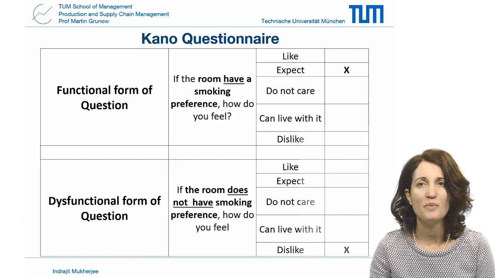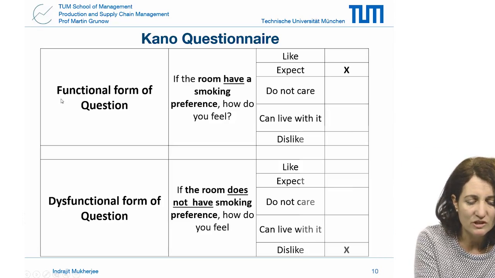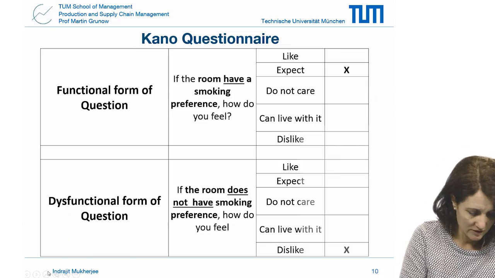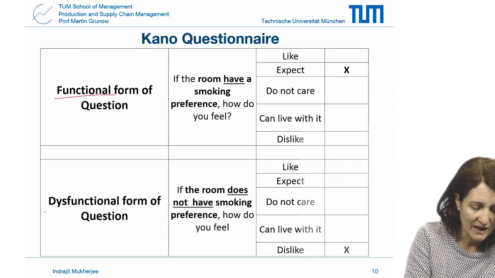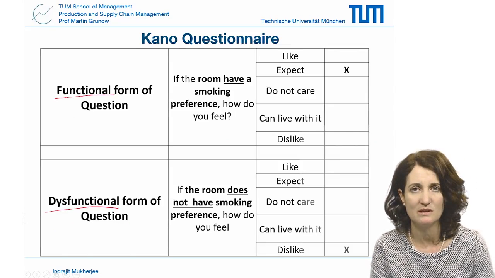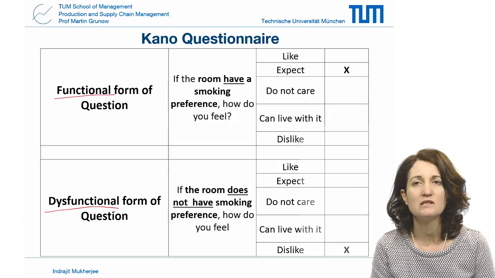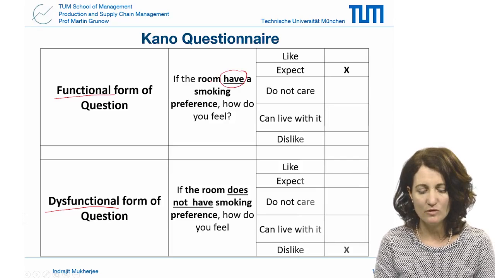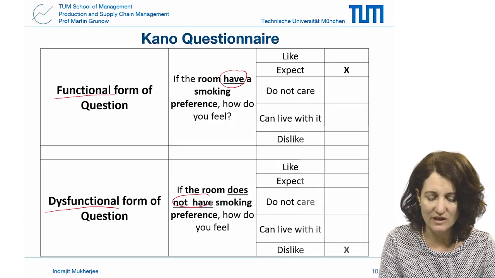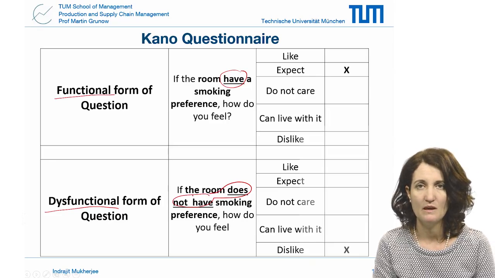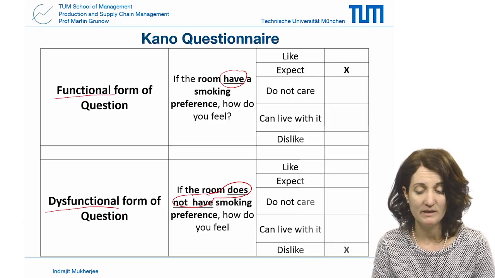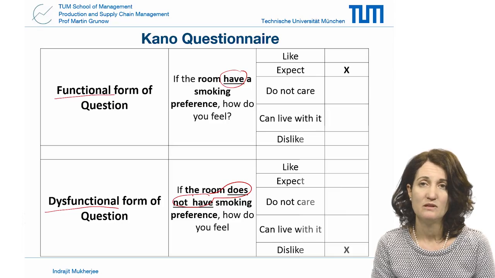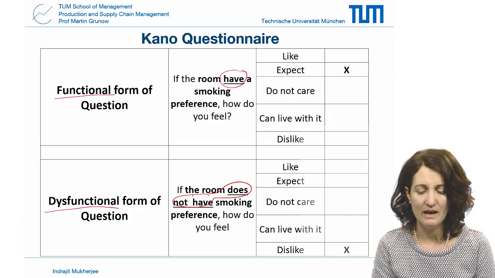The questionnaire consists of a pair of questions, a functional form of the question and a dysfunctional form of the question. This is very important. The functional asks our customer how they feel if they have a feature, while the other question, the dysfunctional form, asks how they feel if they do not have the feature. And with these responses, you have: I like it, I expect it, I do not care, I can live with it, and I dislike it.